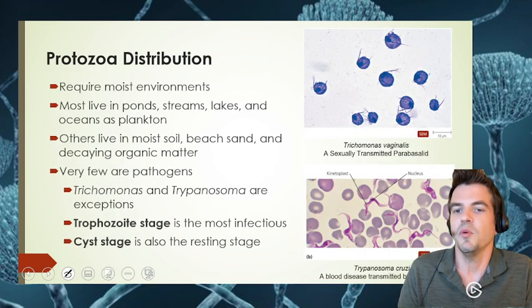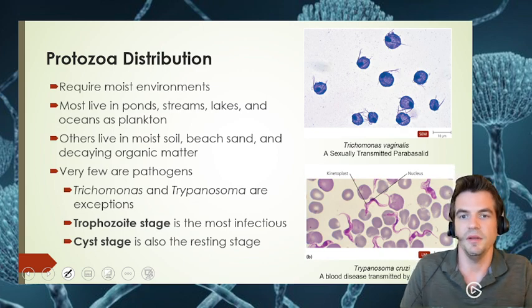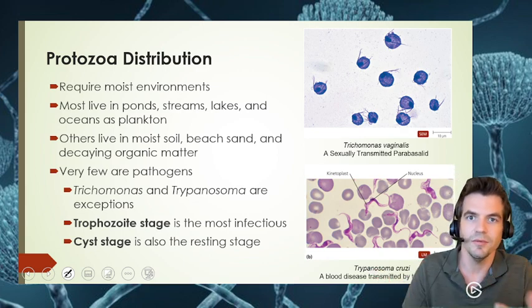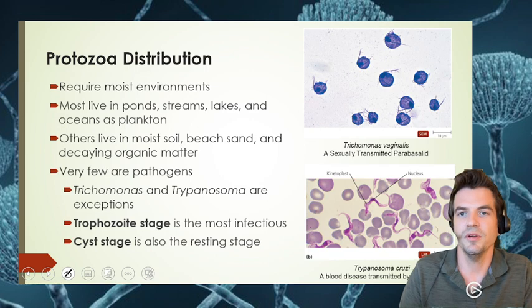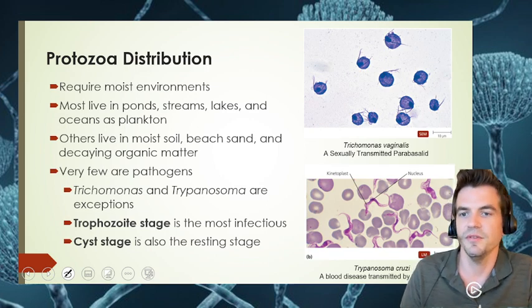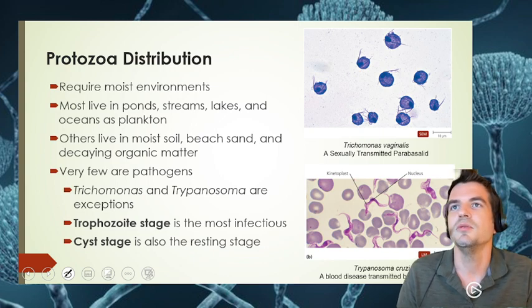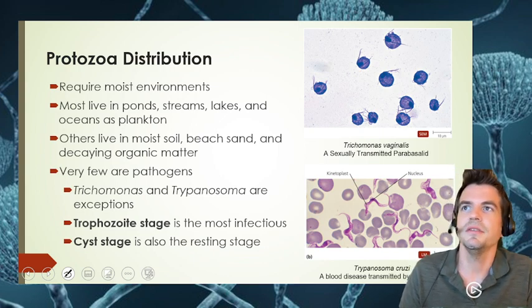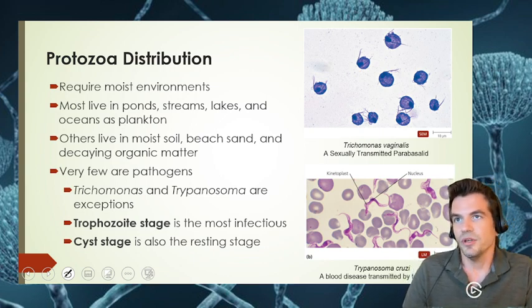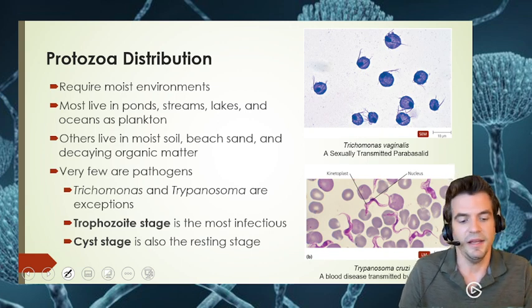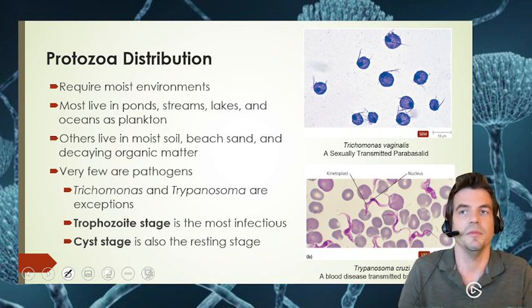Protozoa require moist environments. That's why pond water is a great place for them. That's why we filter our water. That's why we don't drink fresh water. We boil it first or filter it first or treat it first. Most live in ponds, streams, lakes, oceans. Soils also contain them, and obviously not a lot of them are pathogens.